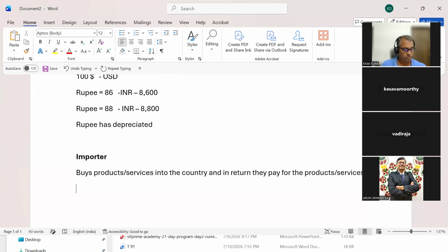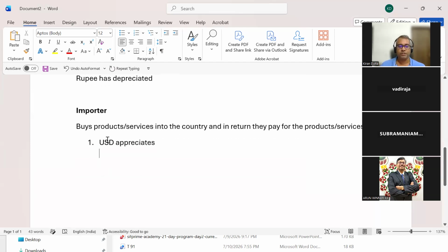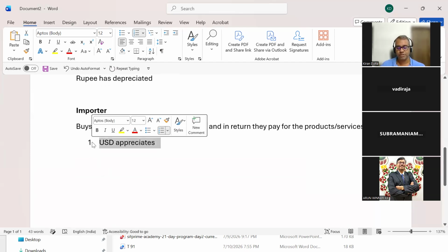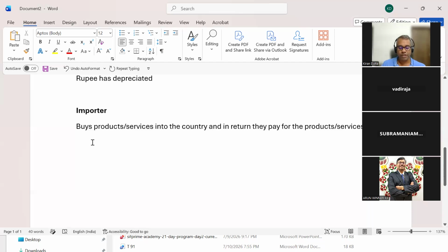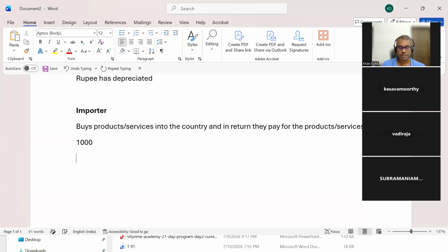Now, in this case, let's look into the first scenario, right? USD as a currency appreciates. What does appreciation mean? Before that, let's take this standard thing. As an importer, I will say that I have to pay $1,000, standard, for the ease of calculation here, to my seller on the other side, right?